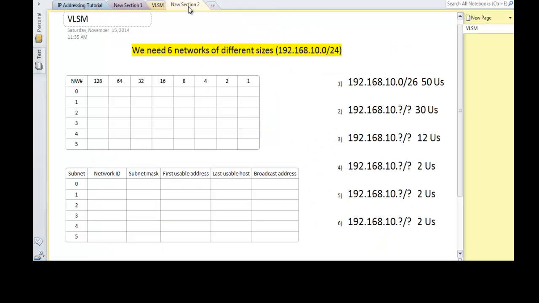So let's move to this page here. We need 6 networks of different sizes, and they gave us this block of IPs. So on this first one, we have 192.168.10.0 slash, oops, this is what it is supposed to be, this.